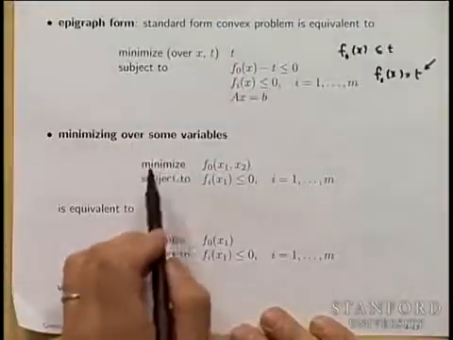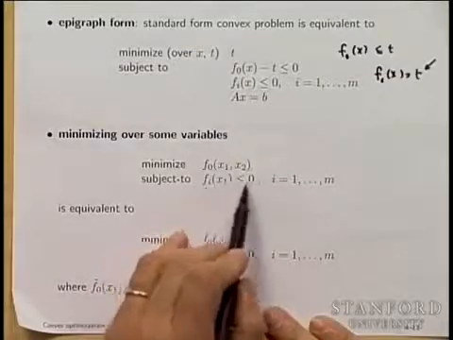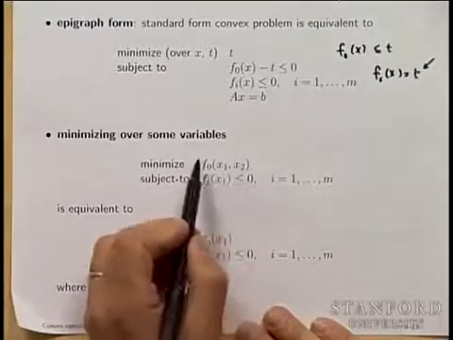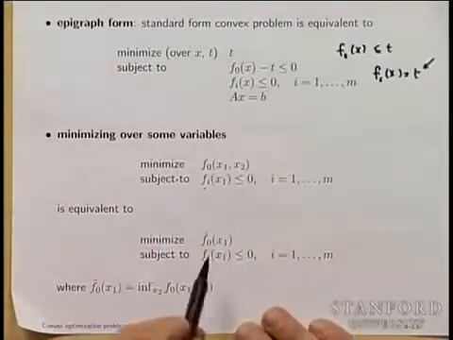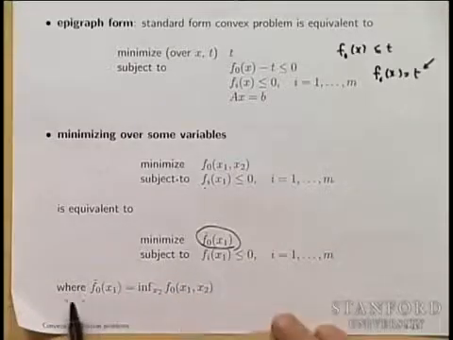A couple of other equivalences. Here's one. You can minimize over some variables. So if you have a problem that says minimize f0 of x1, x2 subject to fi of x1 less than 0, for example, I could minimize this thing over x2. And that would give you this function f0 tilde of x1. And that would give me this.